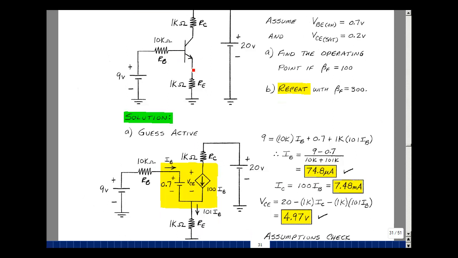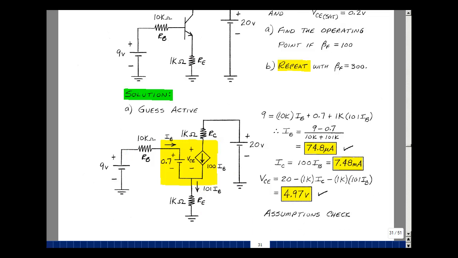Between the base and the emitter, I'm going to put a battery of V sub BE on. Between the collector and the emitter, a current source of beta F I sub B, where beta F is 100. I have a collector resistor of 1K connected to a 20-volt battery back to ground. I have a base resistor of 10K and a battery of 9 volts, and then I've got my emitter resistor back to ground of 1K. Label everything we can on the drawing. Here's I sub B, here's 100 I sub B, so this current is 101 I sub B. So I need to solve for I sub B and V sub CE to show that I'm in the active region.